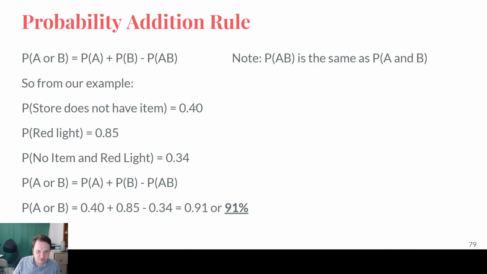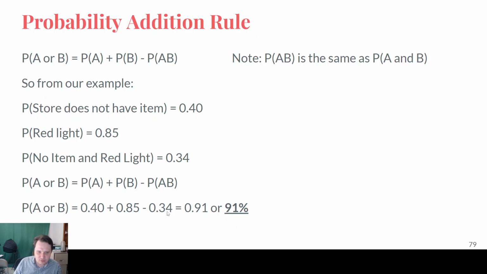It's the 40% plus the 85%, just like we did earlier, but we subtract the overlap. And when we do that, we get a final answer of 91%. So you can see that it's pretty likely that one or the other is going to happen. It's pretty likely that we'll get a red light or that the store won't have the item that we want. And that's because one of those probabilities is 85%, one of them is 40%, and the way we combine those is by using this rule.